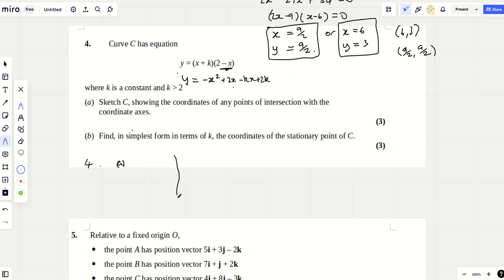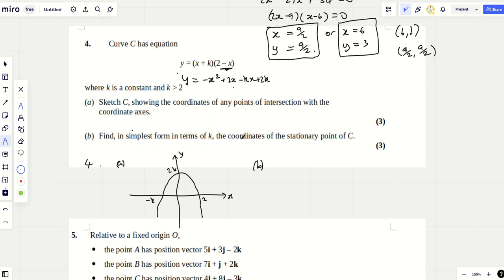Right, sketch C. Label your axes. Then think, it's an upside down quadratic and it goes through minus k and 2. So that'll be minus k, and that will be 2. And when x is 0, y is going to be 2k, so you must put 2k on the y-axis. I really can't see if there's anything more to this question than that. I don't think so. So we'll go on to B.